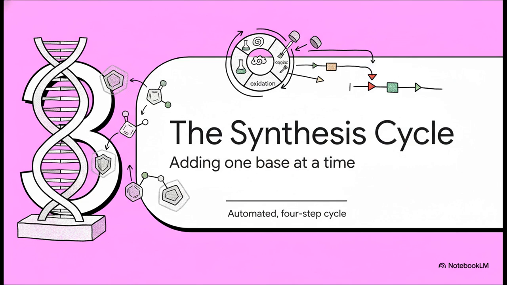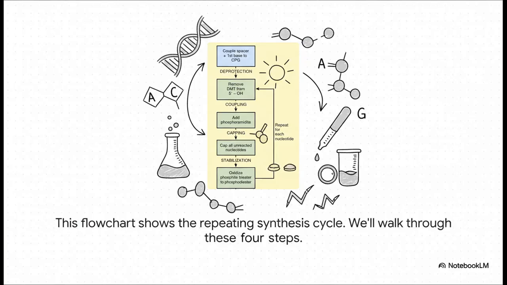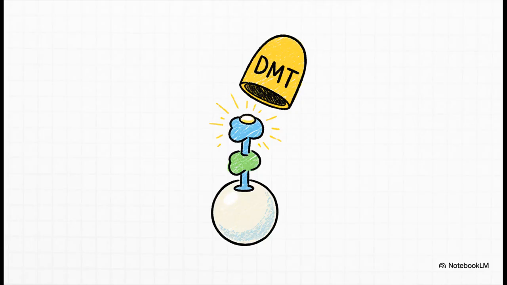Our starting block is anchored down, and all our new building blocks are wearing their little safety caps. Now we can finally get to the heart of it all: the automated four-step cycle that adds one new letter of DNA with every single loop. This flowchart is basically our map for the next few minutes. A machine just repeats these four steps: deprotection, coupling, capping, and oxidation, over and over and over again. One full cycle for every single letter you want to add. So let's walk through them. First up is step 1, deprotection.